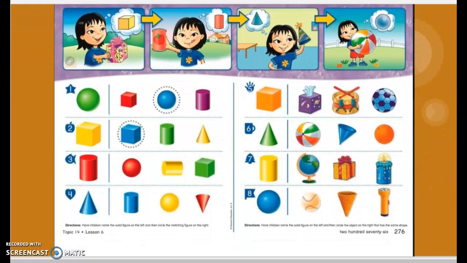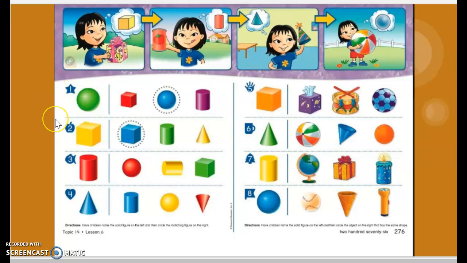So let's go ahead and look at this. Let's look at the example up on top. On top, this girl got a gift and she's like, hey, I know this is the shape of a cube. Here she has a can of tomato soup, and the can is the shape of a cylinder. Here she has a party hat, just like the one I had in my last video, and she's like, hey, this is the shape of a cone. And a ball, it's a sphere.